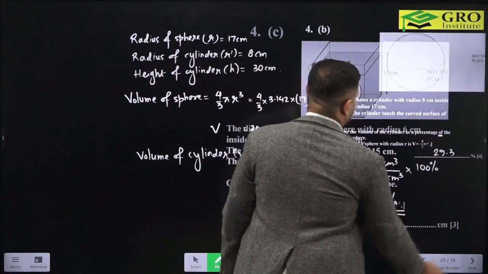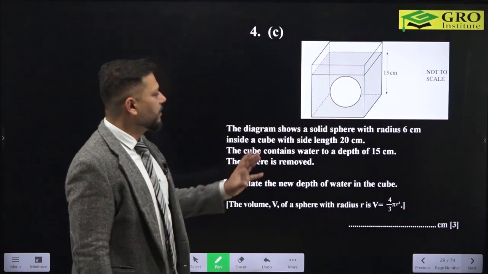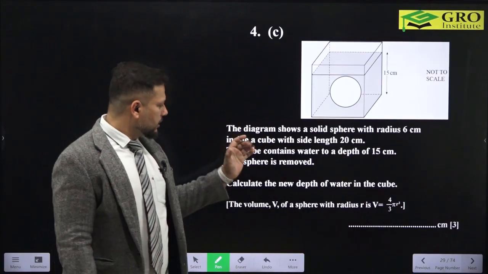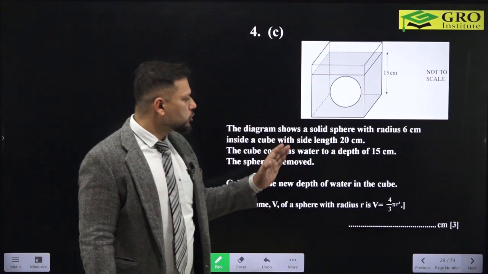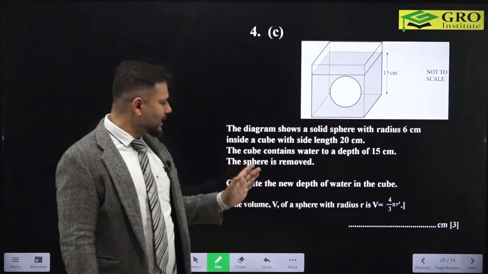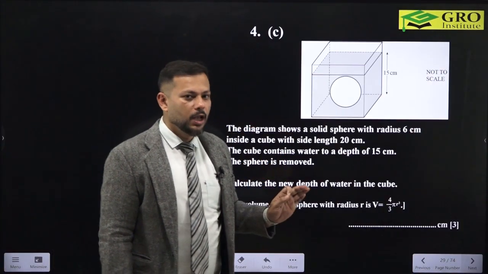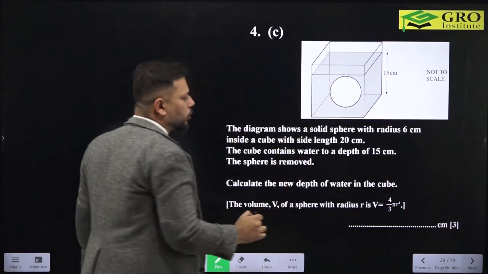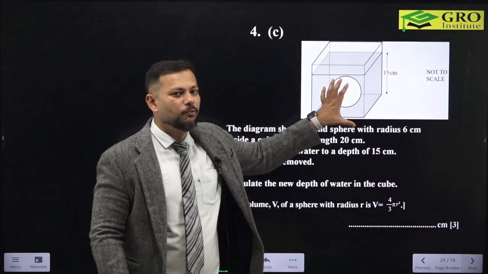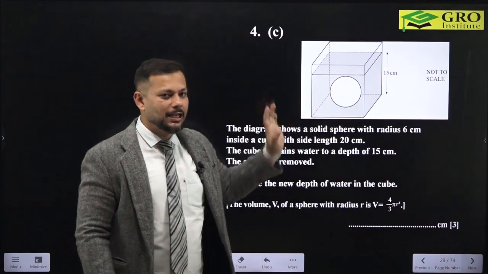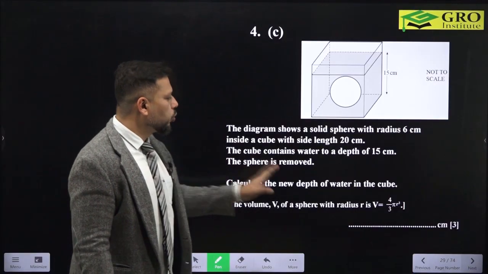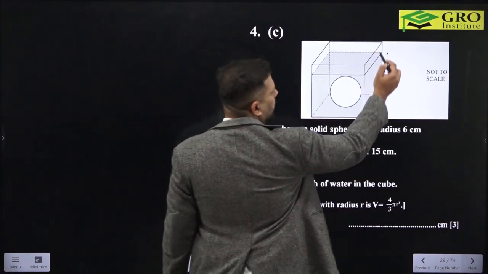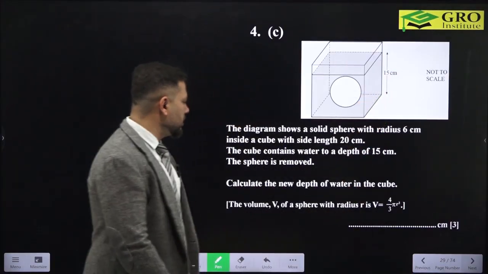And what is the next question? Okay, again, we are having the combination of two solid figures, a cube and a sphere. Let us read the question. The diagram shows a solid sphere with radius 6 centimeter inside a cube. I see here that this is a cube and this is the solid sphere kept inside the cube, and this cube is filled with some water that also is visible clearly in this figure. The cube contains water to a depth of 15 centimeter. It says that the height of this water is actually 15 centimeter.